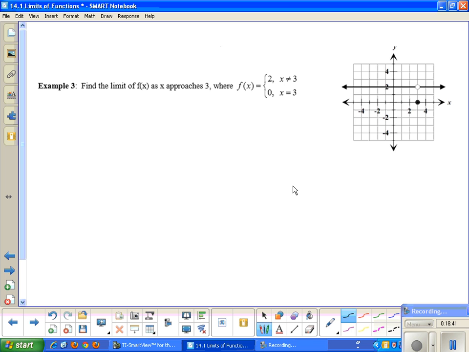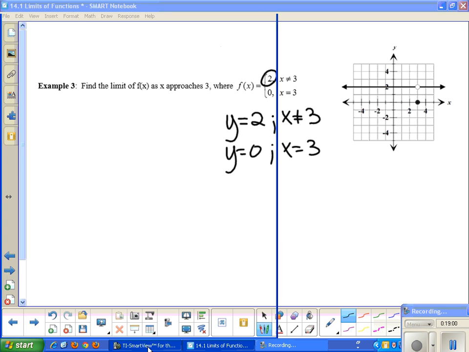So let's find the limit as x approaches 3 for this piecewise defined function that we have. For the first piece, we have just 2. Remember, that really means you have y equals 2 for values of x not equal to 3. And the second one says y equals 0 only for values of x equal to 3. And this is what your graph would look like. So let's do that in our graphing calculator.